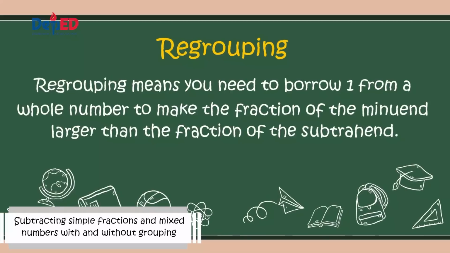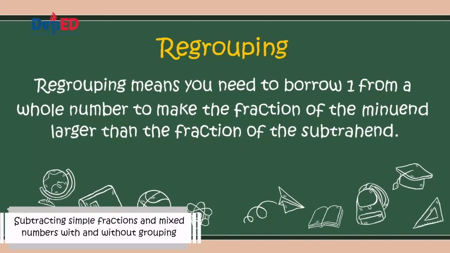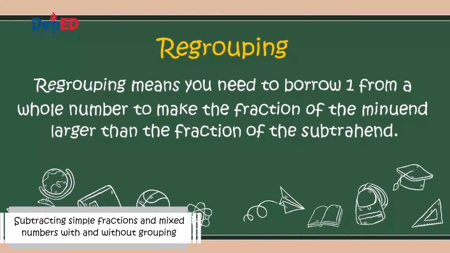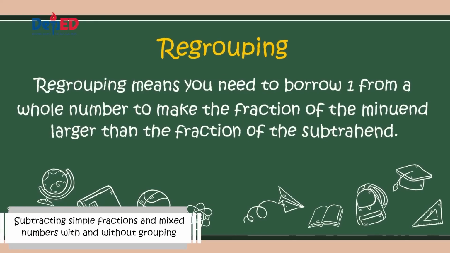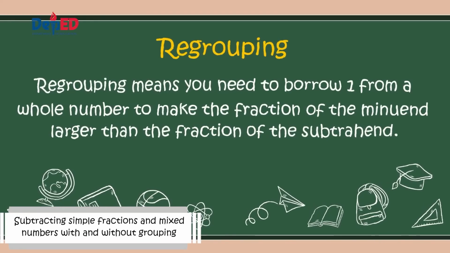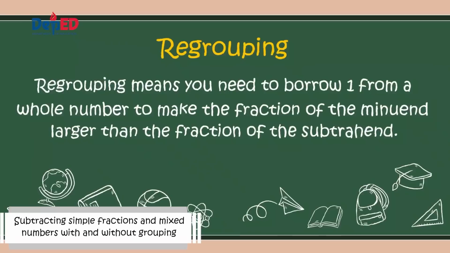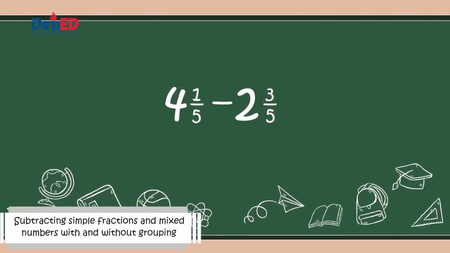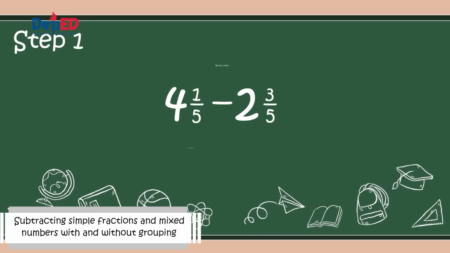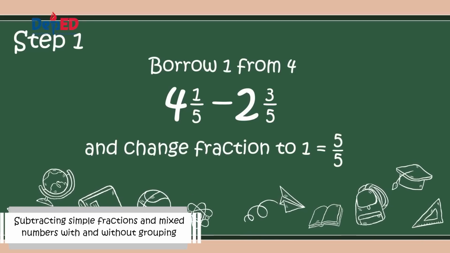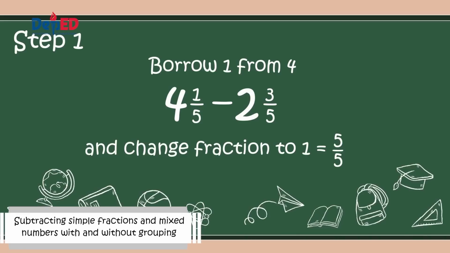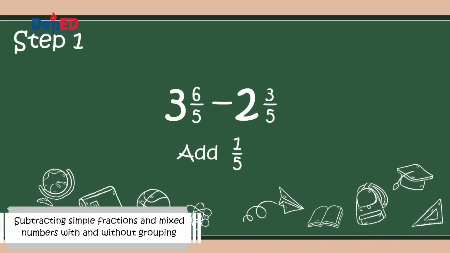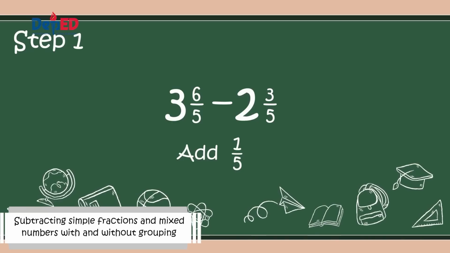Regrouping means you need to borrow one from a whole number to make the fraction of the minuend larger than the fraction of the subtrahend. Let's have this example. 4 and 1 fifth minus 2 and 3 fifths. Step 1. Borrow 1 from 4 and change to fraction 1, which is equal to 5 fifths. Then add 1 fifth. We have now 3 and 6 fifths minus 2 and 3 fifths.